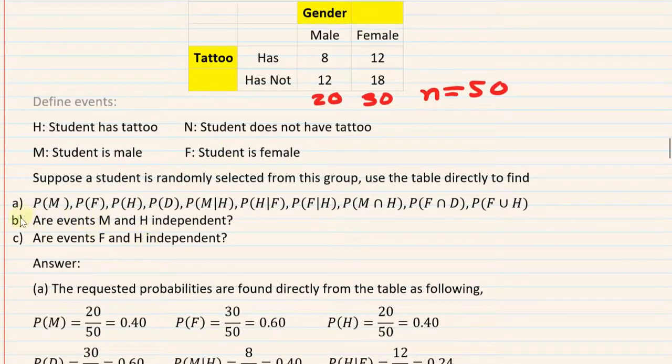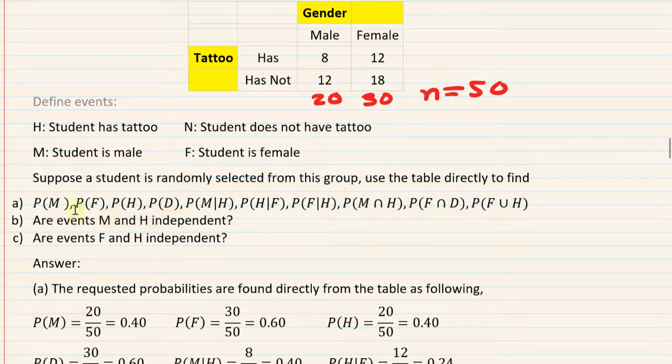Now again, here in part A of this example, I have defined a sequence of events. P means probability, M is for that event, so M means a student is male. So suppose a student is randomly selected, and we want to know the probability of each of these events. So the events in order are male, female, has tattoo, does not have tattoo. That's D. D does not have tattoo.